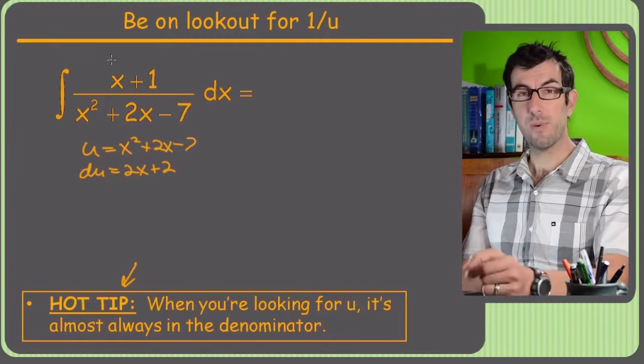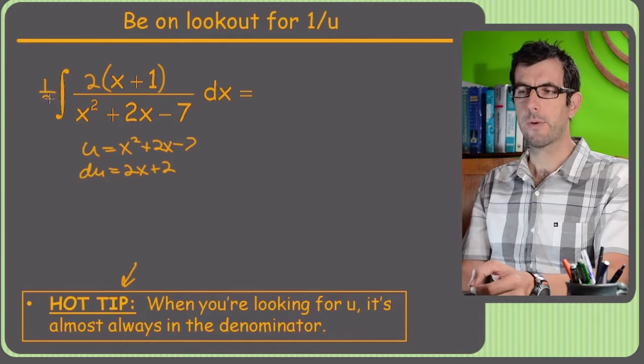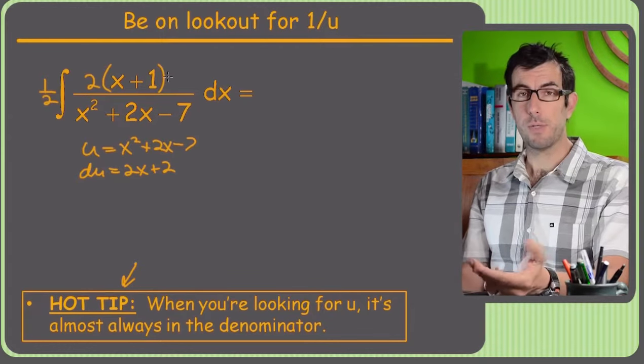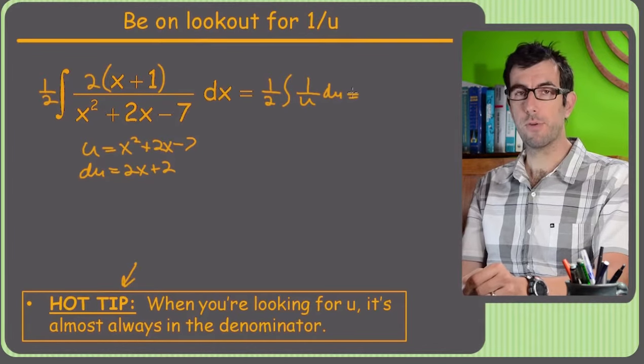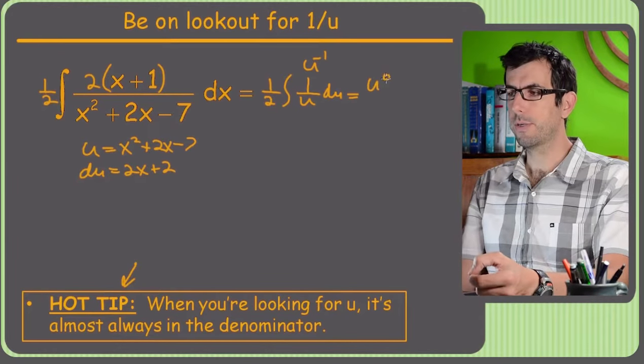And sure enough, that's pretty close to what I've got upstairs. If I just multiply this by 2, and of course put the 1/2 out front to compensate, then I've got 2x plus 2 upstairs. So everything matches. So I could rewrite this problem as 1/2 the integral of 1 over u du. Alright, so if you integrate 1 over u, that's really just u to the negative 1. So we add 1 to the power and we get u to the 0 over 0 plus c.